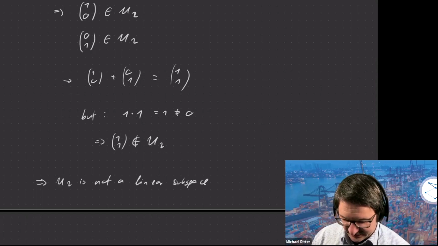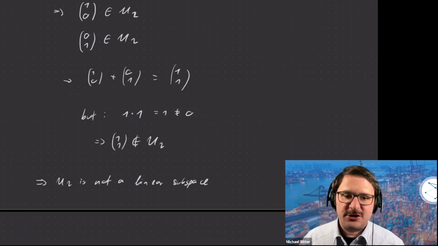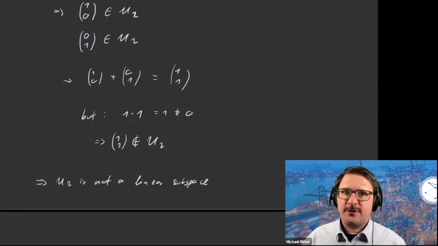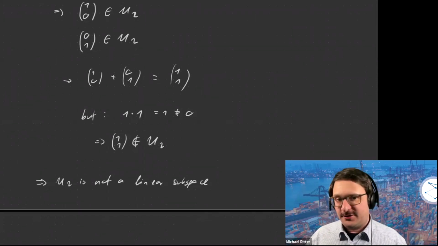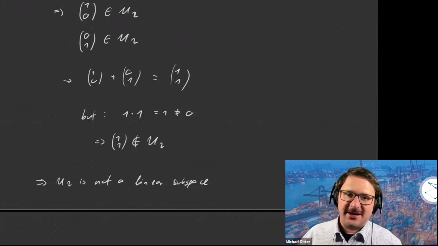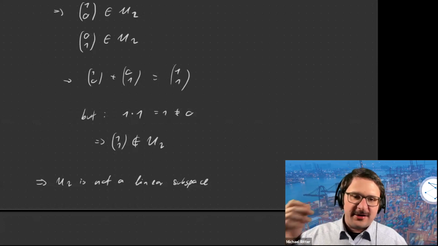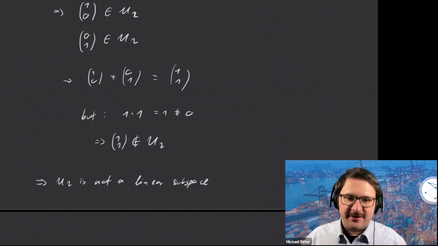And in that case, it is totally sufficient to exhibit just two vectors that are in U2 and their sum is not. So it cannot hold for all pairs of vectors anymore. We've just seen one where it doesn't work. And that means U2 cannot be a linear subspace. Of course, the challenge here is to come up with a good example. In the end, please try to really write down one specific example.